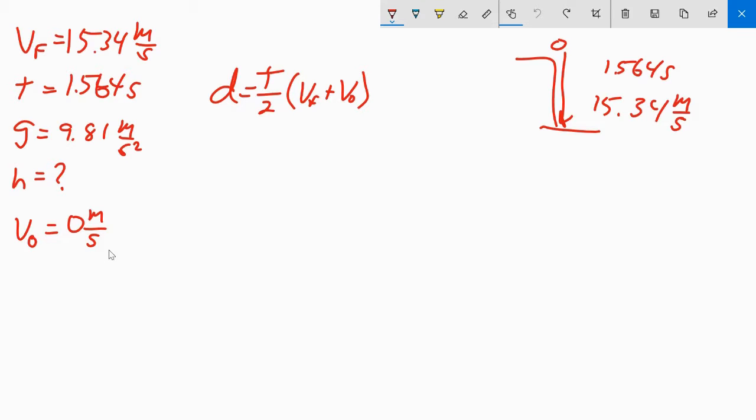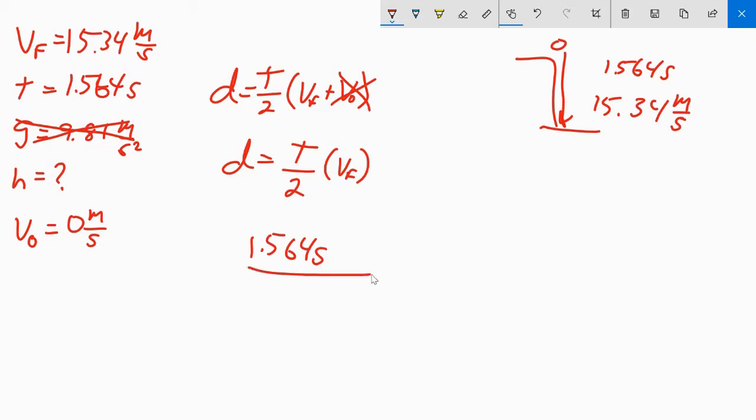We decided velocity initial is 0, so we can just ignore that. And gravity is not part of this equation, so we can ignore gravity as well. That leaves us with distance equals time over 2 times final velocity. All right, so let's start with the time here, 1.564 seconds divided by 2 times 15.34 meters per second. Okay, so let's do a little unit analysis here. The seconds cancel out. That's going to leave us with an answer in meters.